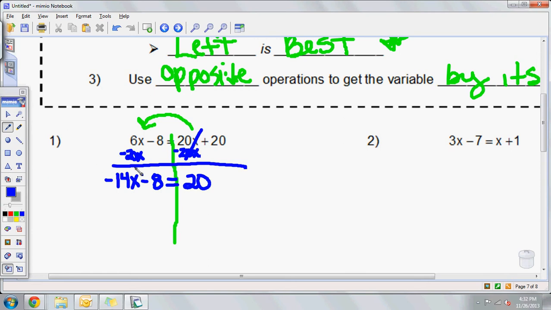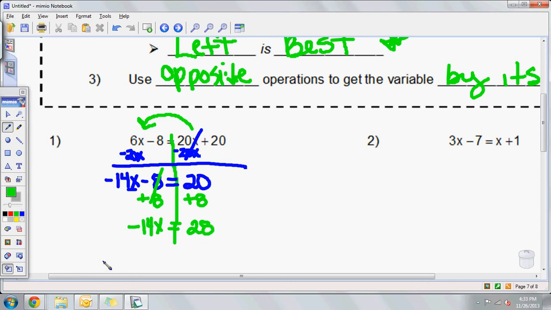So let's go ahead and solve for x. We've got it to one side, now we have to figure out what it is. So this is the x, I want to get that all by itself. The easiest thing to move to the other side now would be this minus 8. So I'm going to do the opposite and add 8 on both sides. So those are gone. I'm left with negative 14x is equal to 28.